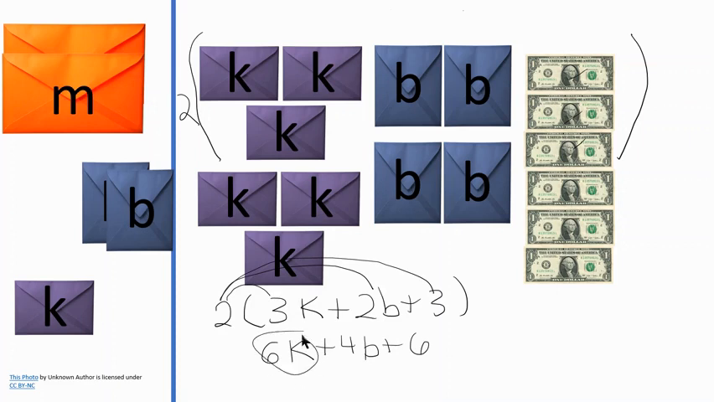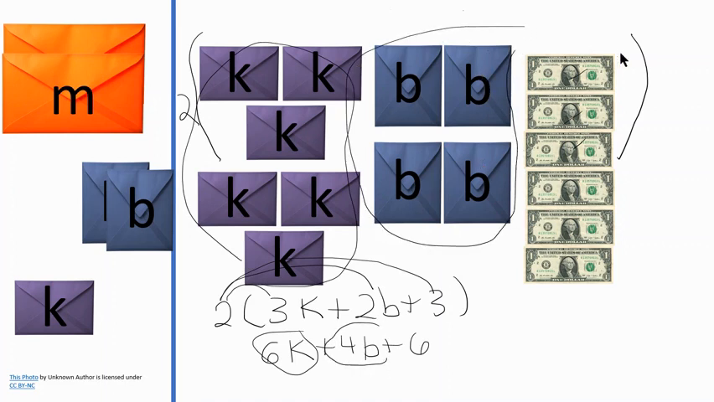And notice that's what we have here. I have here 6K, 4B, and 6 is this 6 over here. This is called a distributive property.